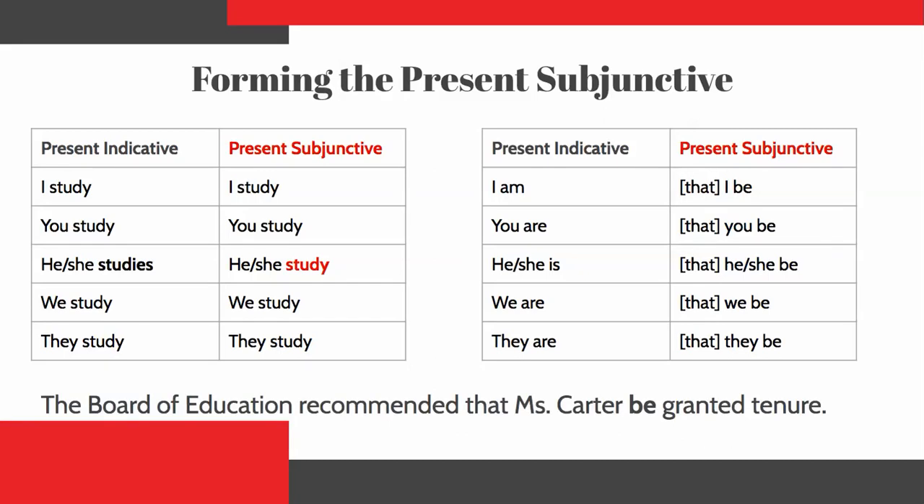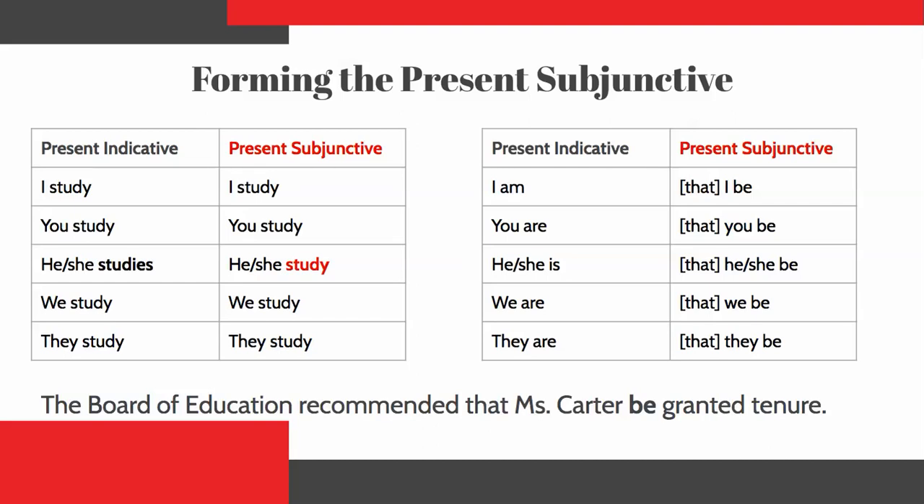So here's an example with to be. The Board of Education recommended that Ms. Carter be granted tenure. So this actually follows the same pattern that we were just looking at. The Board of Education is the subject. Recommended is one of those special verbs. Now what's being recommended? That Ms. Carter, subject, be granted tenure.